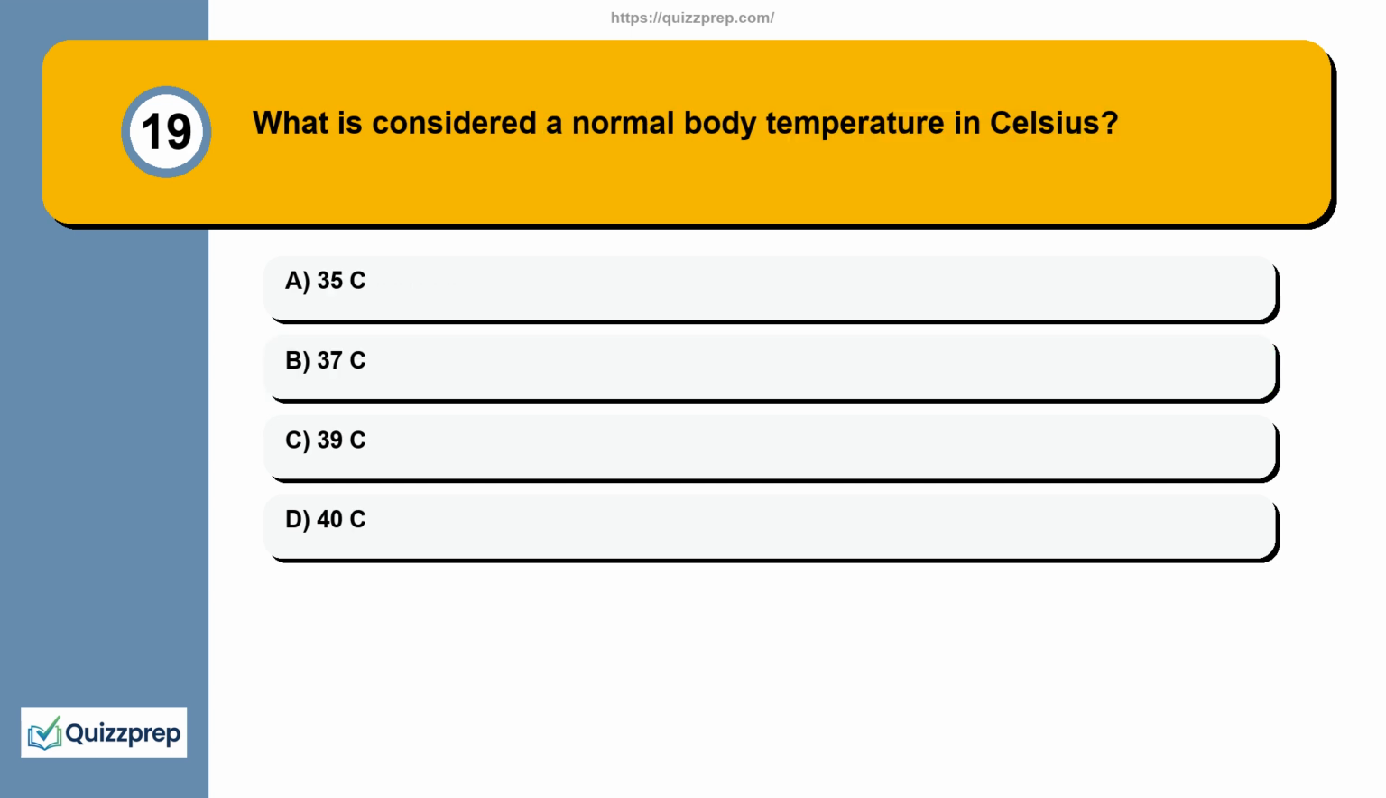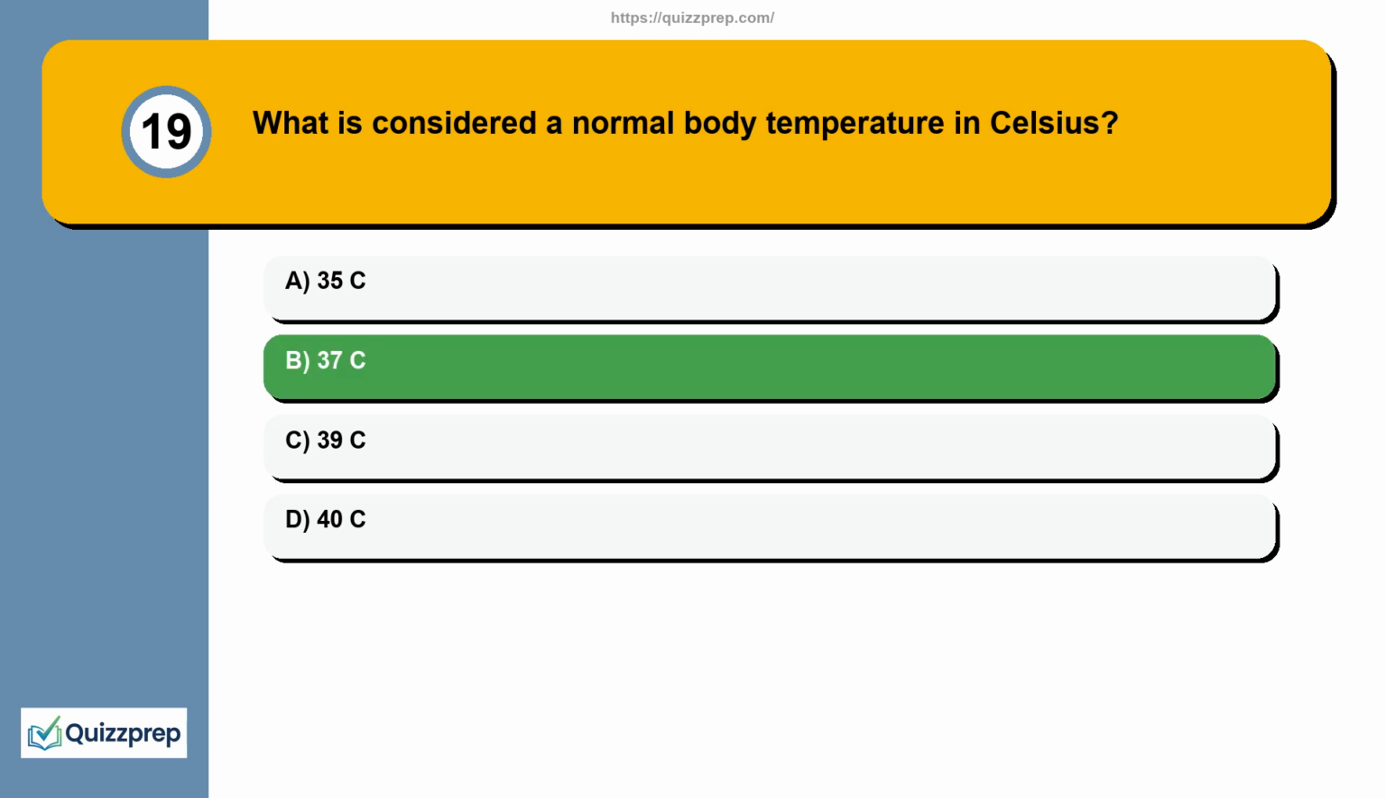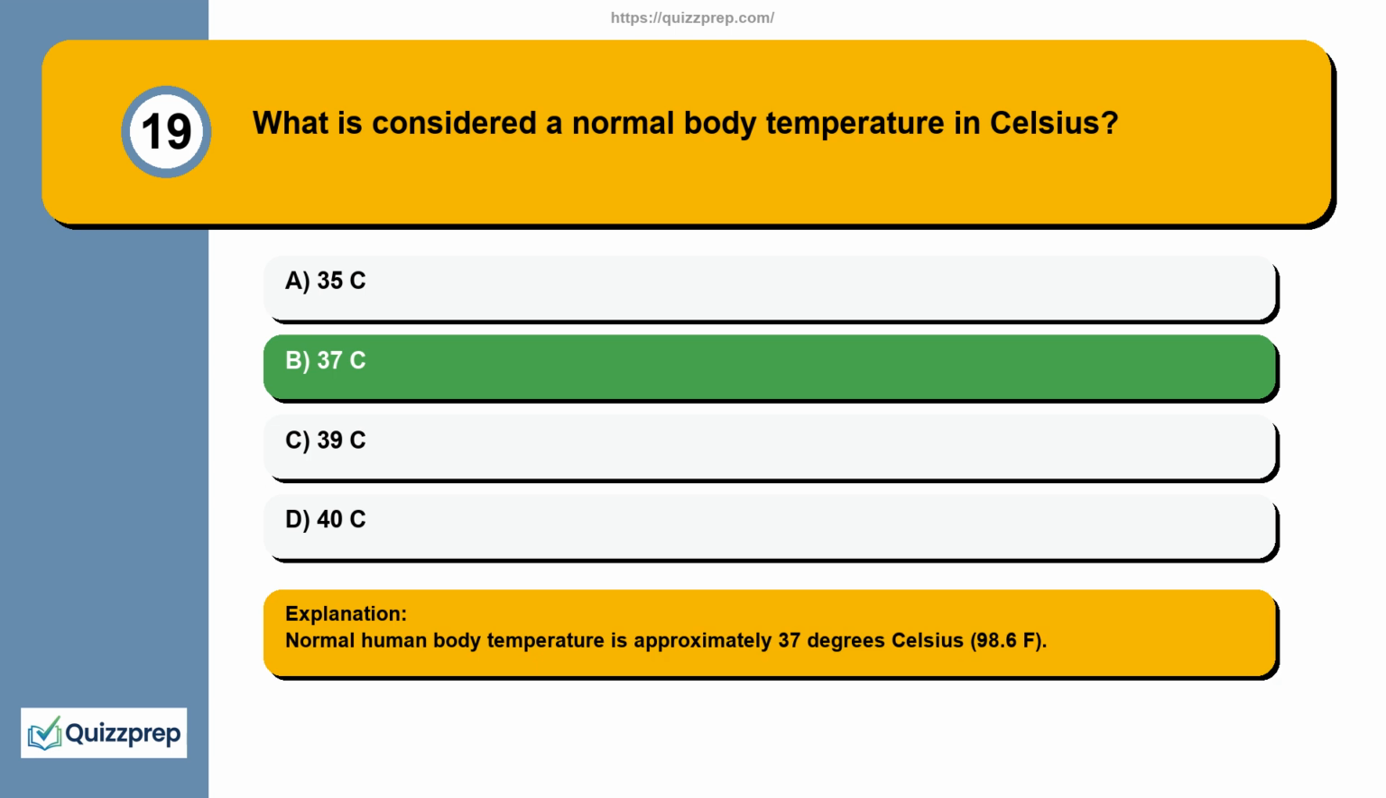Question 19. What is considered a normal body temperature in Celsius? Here are your options. Option A. 35°C. Option B. 37°C. Option C. 39°C. Option D. 40°C. The correct answer is option B. 37°C. Explanation. Normal human body temperature is approximately 37 degrees Celsius, 98.6 F.